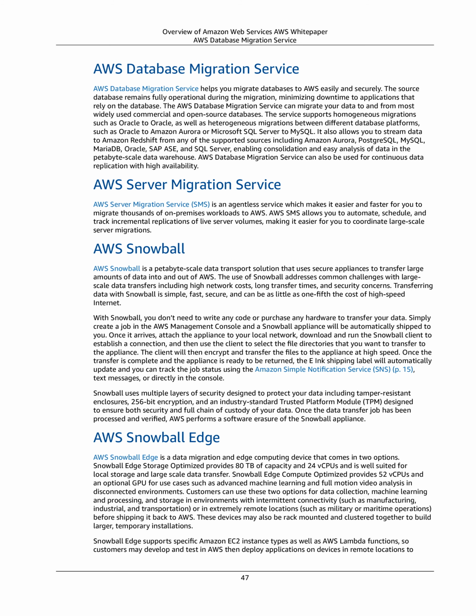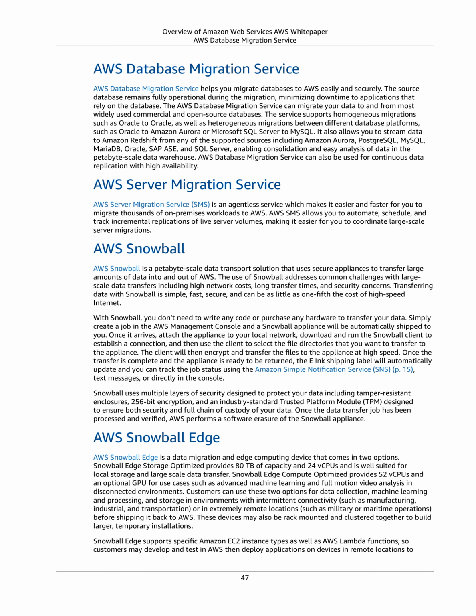It also allows you to stream data to Amazon Redshift from any of the supported sources including Amazon Aurora, PostgreSQL, MySQL, MariaDB, Oracle, SAP ASE, and SQL Server, enabling consolidation and easy analysis of data in the petabyte-scale data warehouse. AWS Database Migration Service can also be used for continuous data replication with high availability.